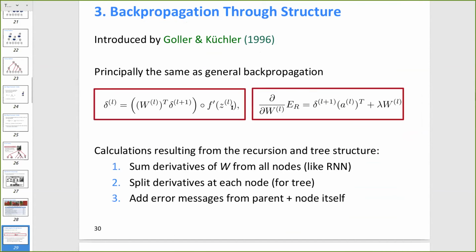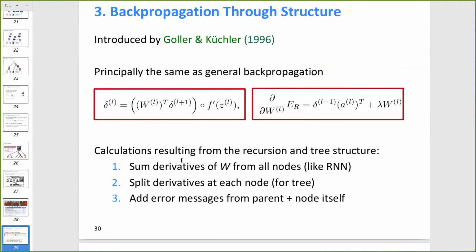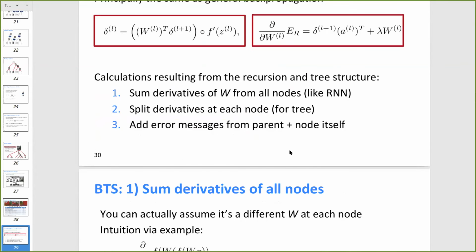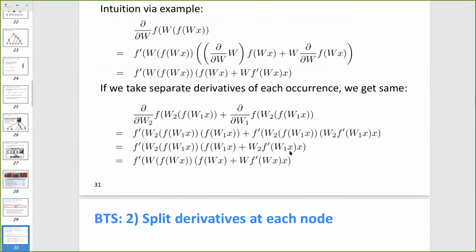So again, we have backpropagation here. Without that, there is no learning, and the model wouldn't be learning anything. But the way it works is slightly different. What it does is all the derivatives of all the weights from all the nodes are taken, and their total is taken. And whenever there is a split from a parent node to the child node, the derivatives are also split, and the error messages from parent to node are added. Here there is the math representation for that.